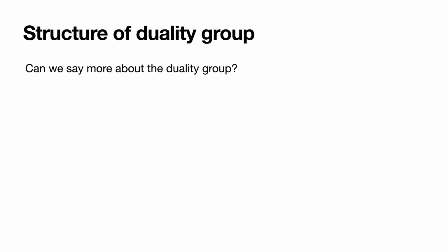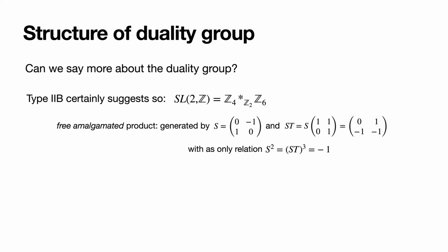But back to the duality groups, can we say more? So from type IIB, we know that we can say a lot. The precise term is that this duality group is known as a free amalgamated product, which just means that we have the 2 finite order monodromy points. So we have the Z4 elliptic point and the Z6 elliptic point, generated by the S and the ST transformations of order 4 and of order 6. And this amalgamated part just tells you that the -1 element is in both of these, Z4 and Z6.